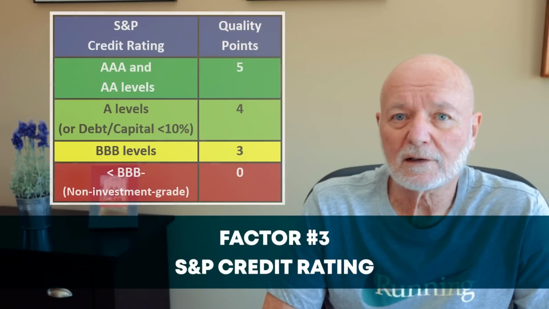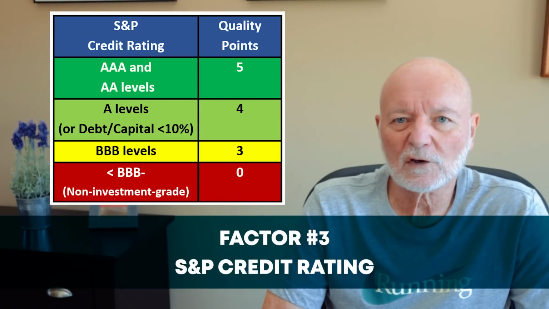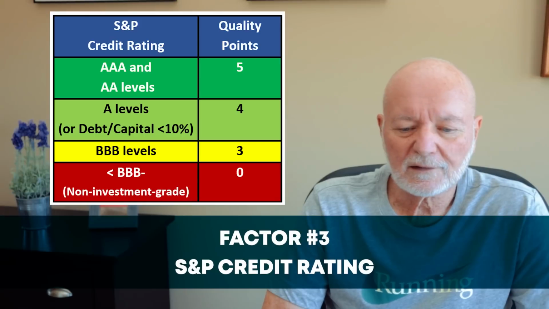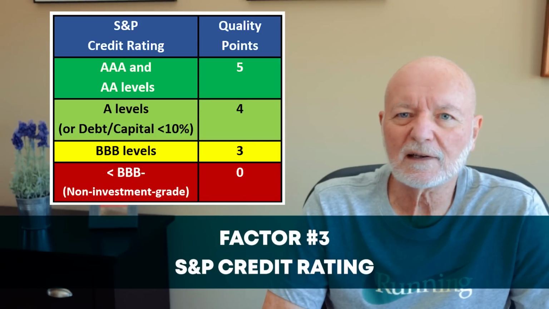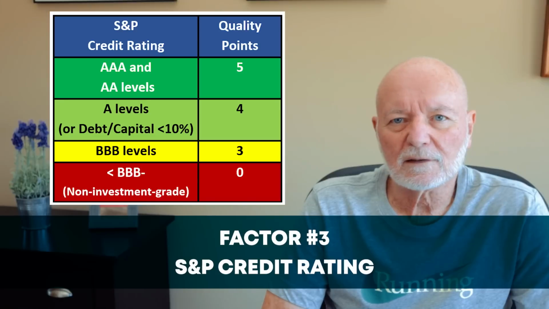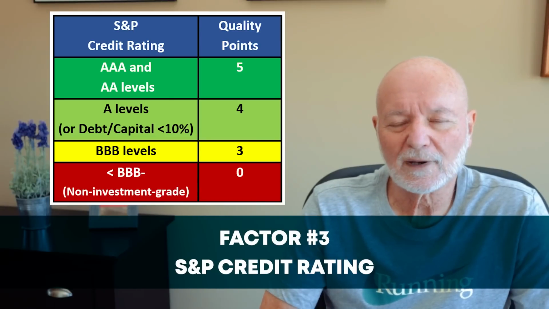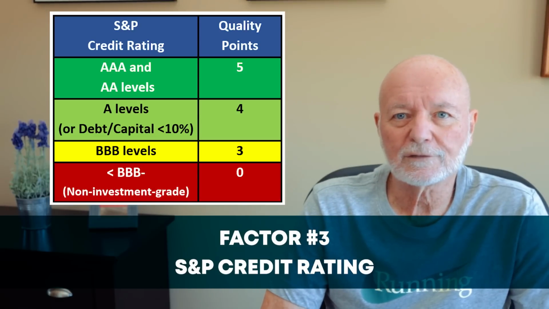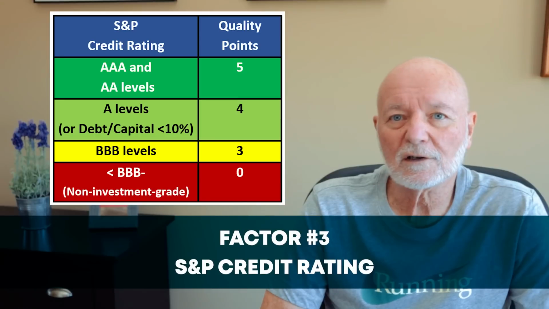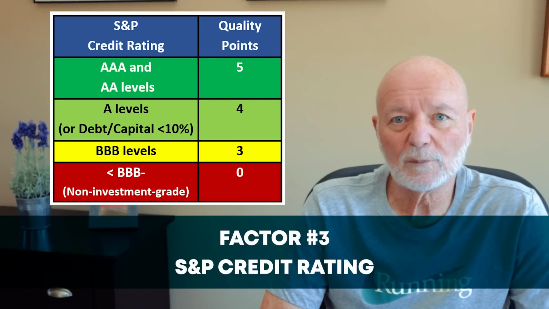The third factor in my quality snapshot system is the credit rating that a company receives from Standard & Poor's. This display shows how I assign points. S&P's ratings use 15 levels ranging from AAA at the very top of their scale down to D at the very bottom of their scale. I consider AAA and anything that's AA to be excellent and give it 5 points. I consider ratings with a single A, which could be A itself, A- or A+, to be very good and to get 4 points, and ratings in the BBB level, which could also have a plus or minus, to be adequate and get 3 points from me on my factor.